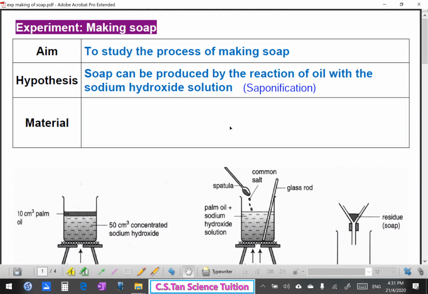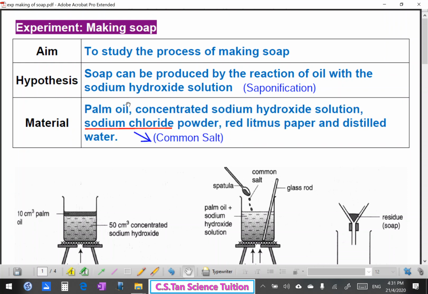So today, what are the materials we need? Okay, palm oil, this is our fat. Concentrated sodium hydroxide, or strong alkaline. Sodium chloride powder, or what is meant by sodium chloride powder? Common salt, table salt. Red litmus paper and also the distilled water. Okay, red litmus paper to test the pH of the soap.